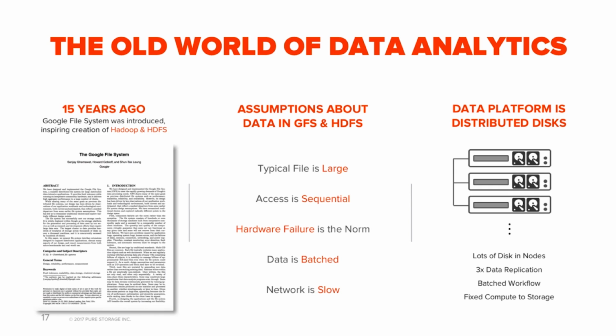What it essentially looks like is a bunch of white box servers with lots of disks in them, right? And that really made sense because of the assumptions they made about big data. The assumptions being large files and sequential access, well, spinning disks are really good at that. Data is batched and not real time. Well, spinning disks are really good at that, and so it totally makes sense in the way that they built out their infrastructure.